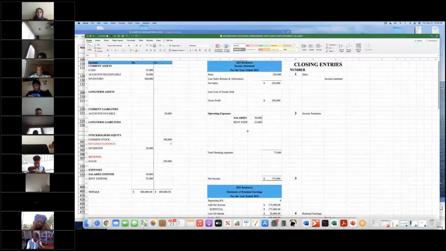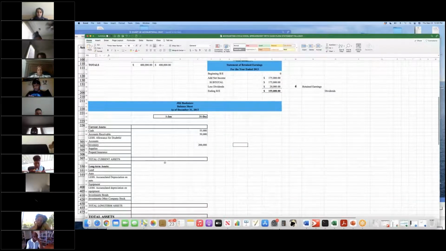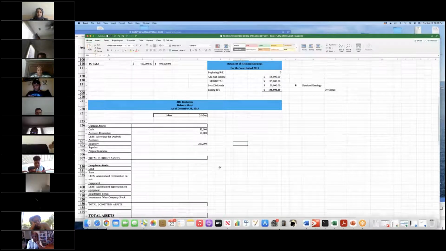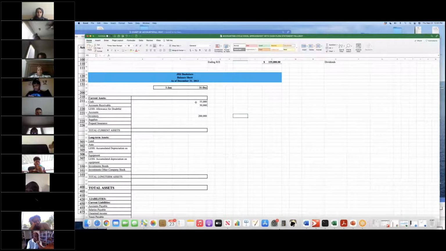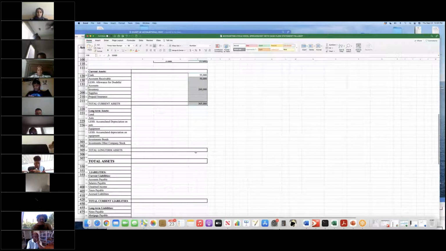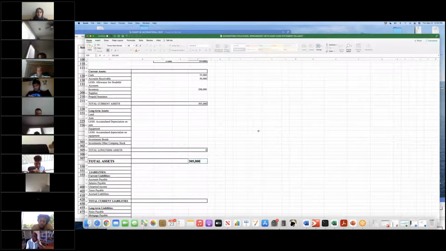200,000. So that's all of the assets. If we had long-term assets, they would come in here. So my total current assets, I simply auto sum this: 305,000. I don't have any long-term assets. So my total assets are 305 in this simple case. So these are the permanent accounts. These are the accounts that we still have.